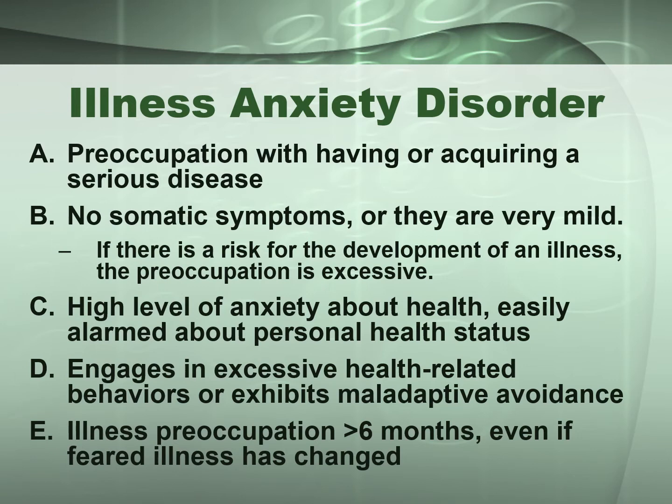Individuals with this condition have a high level of anxiety about their health, and they are easily alarmed about personal health status. And then we see that they often will engage in excessive health-related behaviors or exhibit maladaptive avoidance. For example, they might repeatedly check their body for illness, or they may avoid doctors and appointments altogether because they're afraid of finding out about illness. Again, we're looking for this illness preoccupation lasting for at least 6 months, even if the particular illness that they're afraid of has changed. For example, maybe they were afraid of cancer and now it's switched to diabetes.